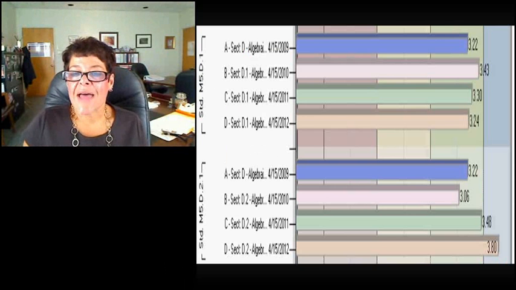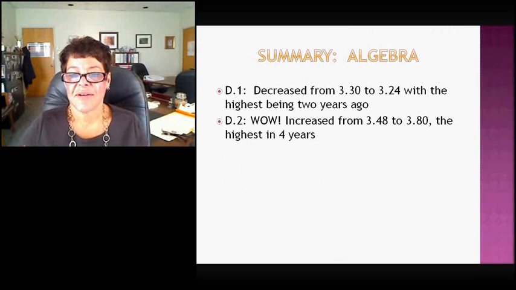When you look at the algebra anchors, again, you can see some real growth. Look at D.2. That is such a celebration. We are, again, the highest in 4 years. We increased from 3.48 on D.2 to 3.80. What does this mean?